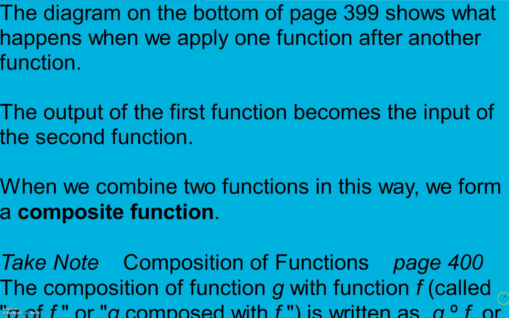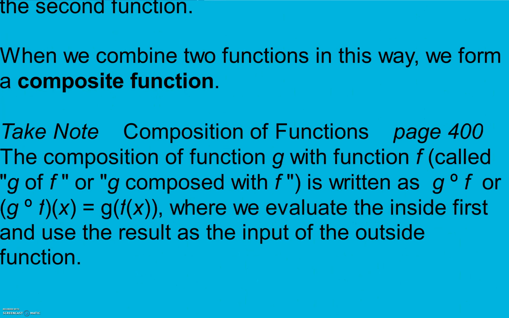The diagrams on the bottom of page 399 show what happens when we apply one function after another function. The output of the first function becomes the input of the second. When we combine two functions in this way, we form what's called a composite function. So the take note on page 400 talks about composite functions.